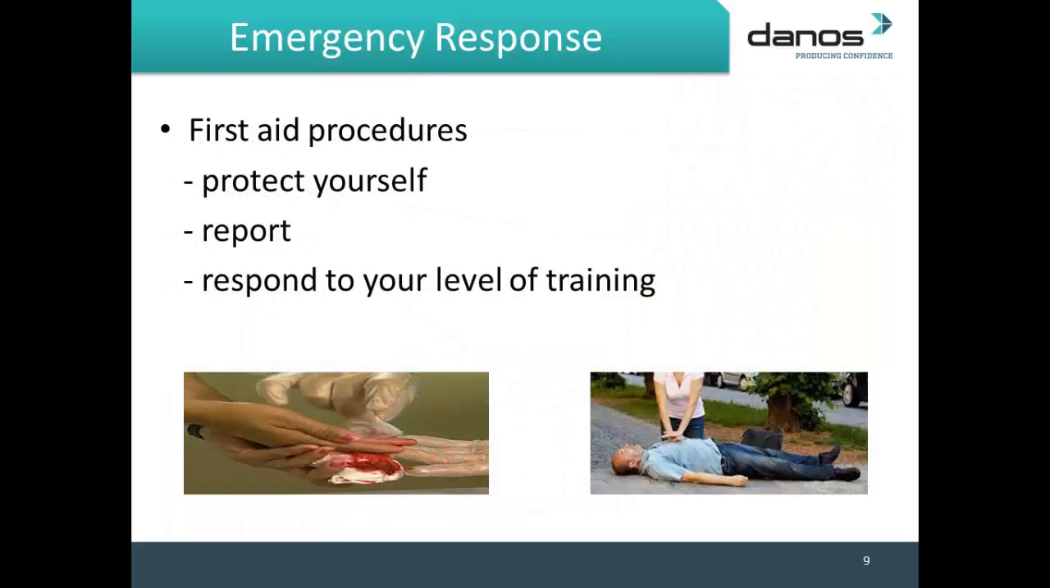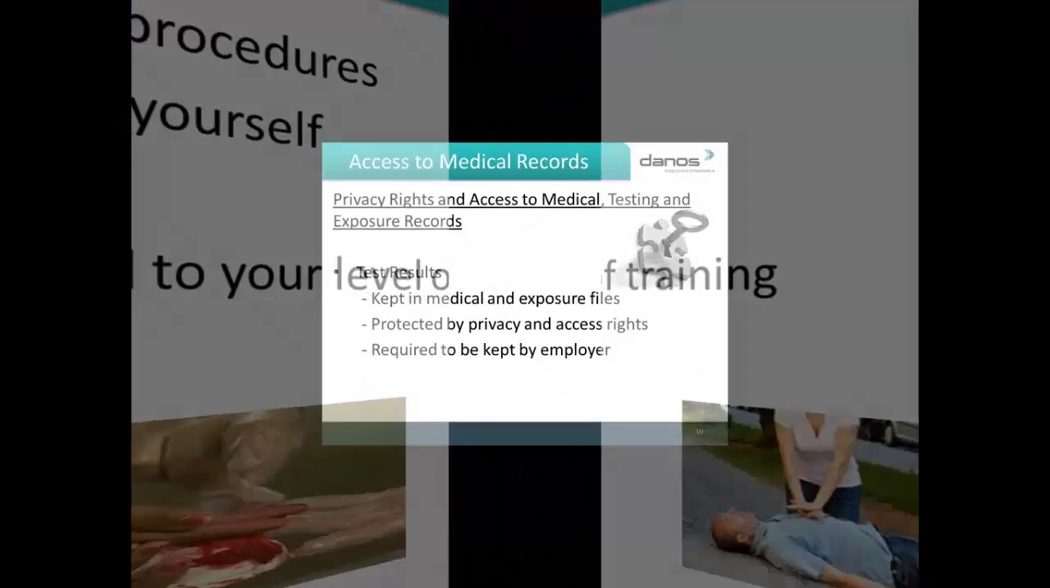If you are confronted with a situation that requires your response or your help with administering first aid, remember, always protect yourself with the appropriate barrier of protection to any possible exposure to blood or bodily fluids. Remember to report the emergency immediately to your supervisor and report any possible exposure that you may have suffered. And respond only to your level of training.